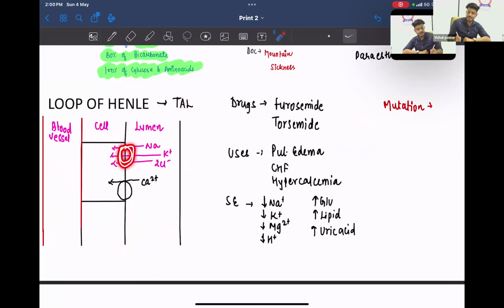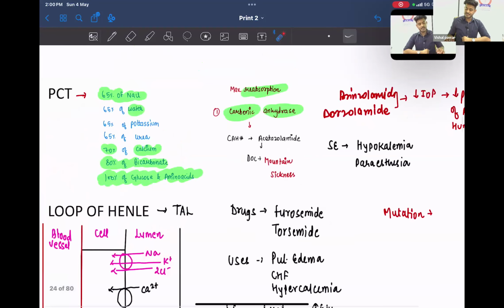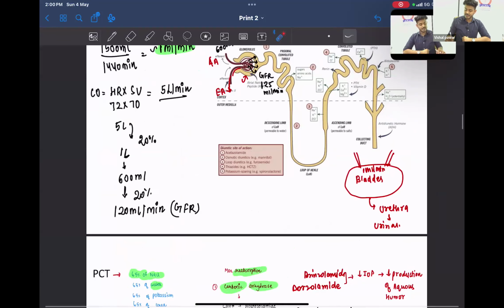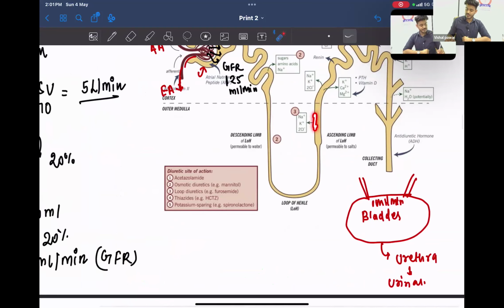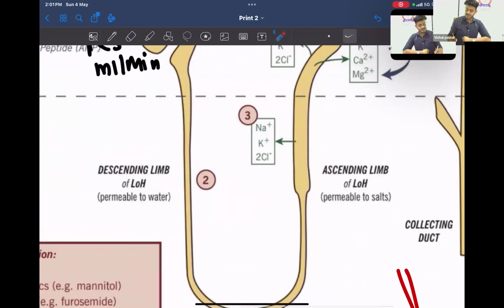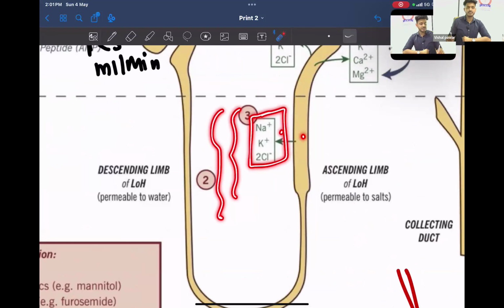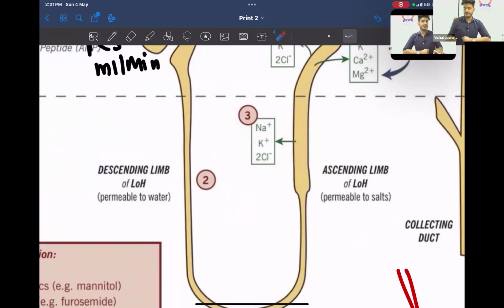This loop of Henle will be having, with cells, the sodium, potassium, 2 chloride pump. This is the loop of Henle where you will be having the sodium, potassium, 2 chloride pump. Nearby this, I'm assuming we are having a blood vessel, and this is going to be the epithelial cell. This is going to be the layer where you will be having what? यहाँ पर क्या है? What is the thing we are having over here? Urine will be there, right?